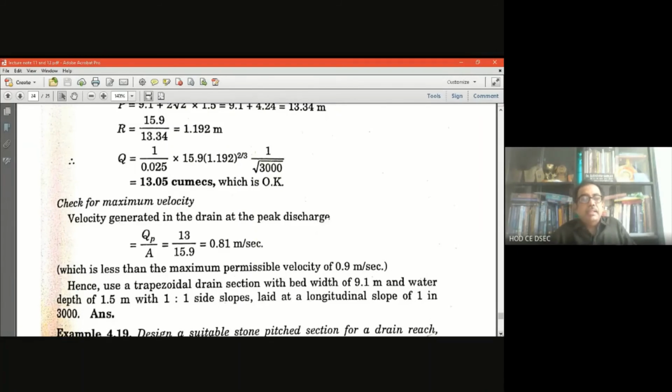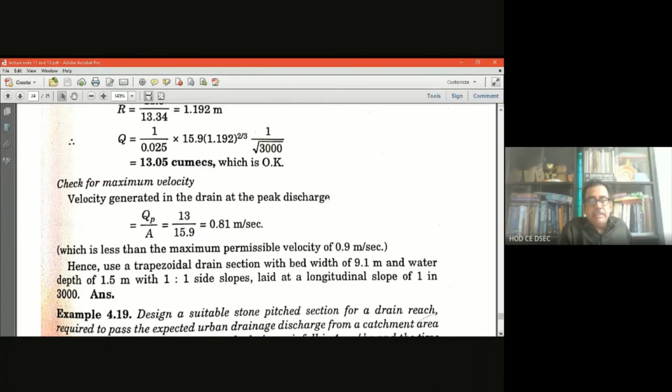If it is seen that the velocity generated is more than the maximum permissible velocity, then you have to go on increasing the size of the channel. But here we have seen it is less than 0.9 meter per second. So let us stop here. Now the design is proven. Use a trapezoidal drain section. We can conclude with a bed width of 9.1 meter and water depth of 1.5 meter with 1:1 side slope and a longitudinal slope of 1 in 3000. So this is the design of the channel I have described to you.